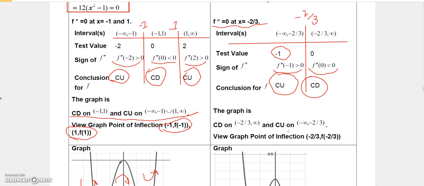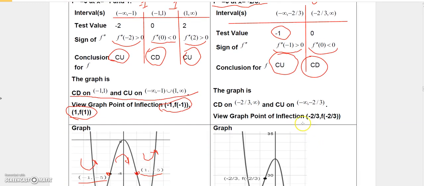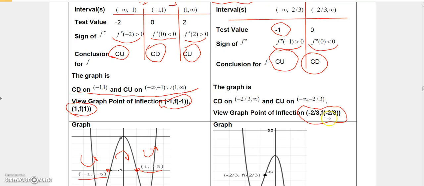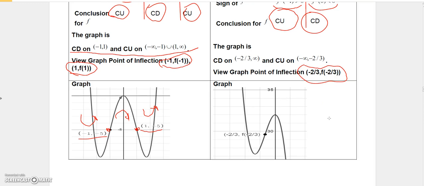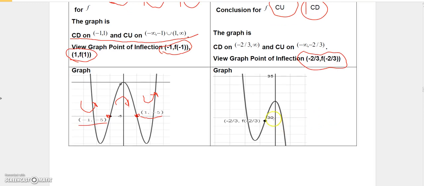And also, whatever the point is that corresponds to x equal negative 2/3 and the y value f at negative 2/3, that's the point of inflection.